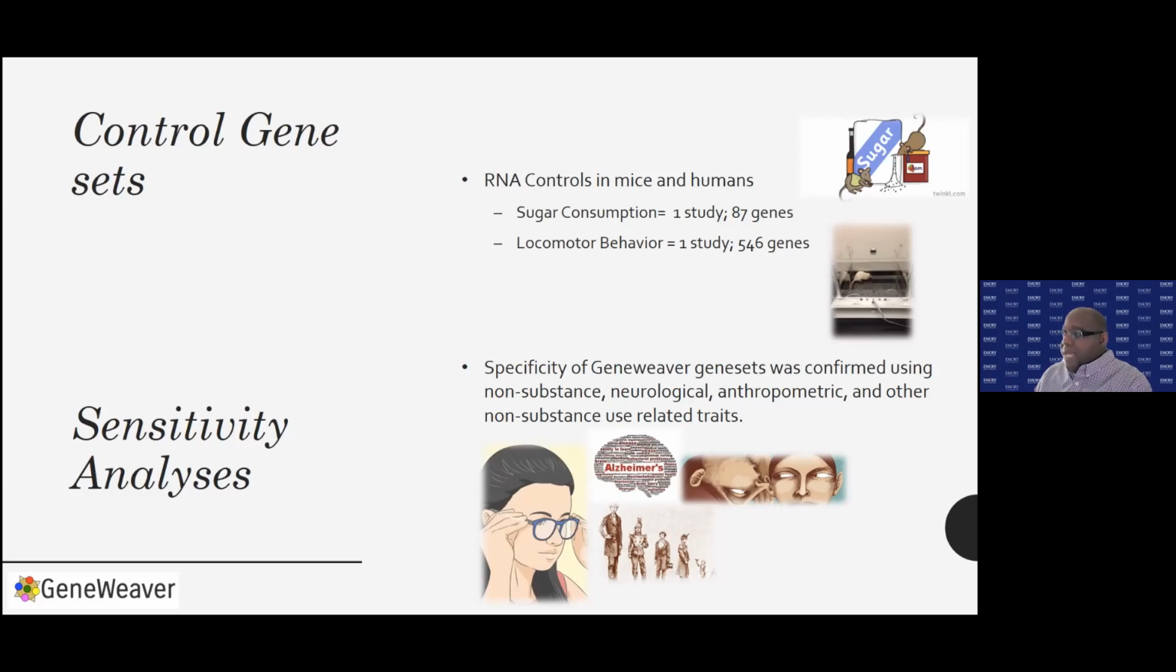So we also looked at how our gene sets were enriched in conjunction with 14 other non-substance use GWAS traits, including neurological traits, neuropsychiatric traits, anthropometric traits, cardiometabolic traits. So we're talking about things like height, BMI, schizophrenia, Alzheimer's. We threw those in as well just to see if we have any evidence for some specificity to our findings.